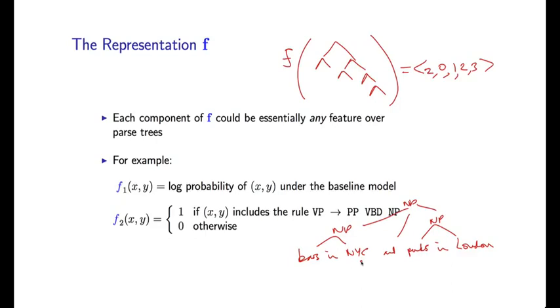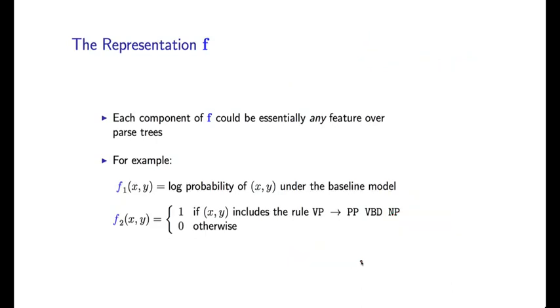Here are some other features, actually some features used. Another very useful feature is actually the log probability of (x, y) under our baseline model. Remember, this is a lexicalized PCFG. And so we can take the probability. It's often slightly better to take the log of that probability, and that might be our first feature. This basically gives us a default ranking. So at the very least, our re-ranking model should do as well as the lexicalized PCFG, because it has this information from the probabilities under the PCFG.